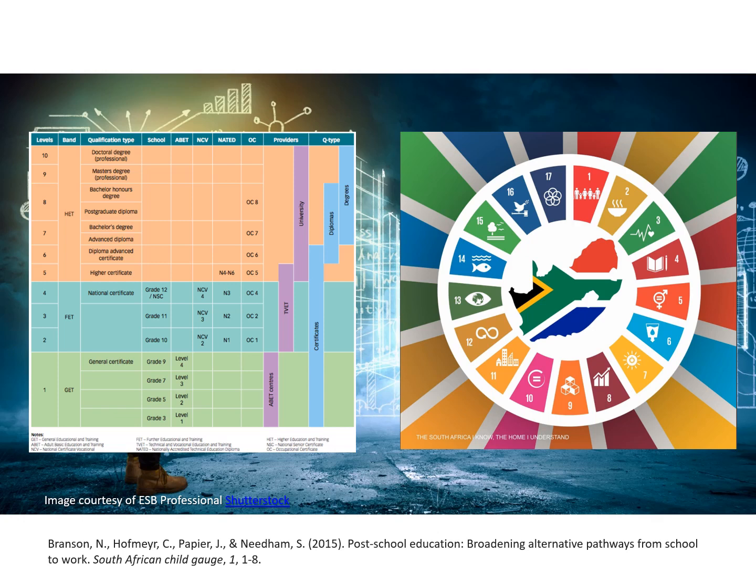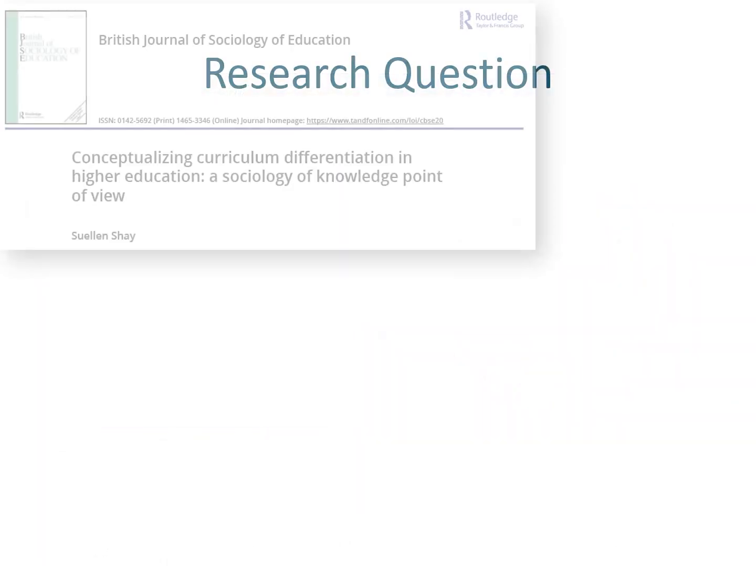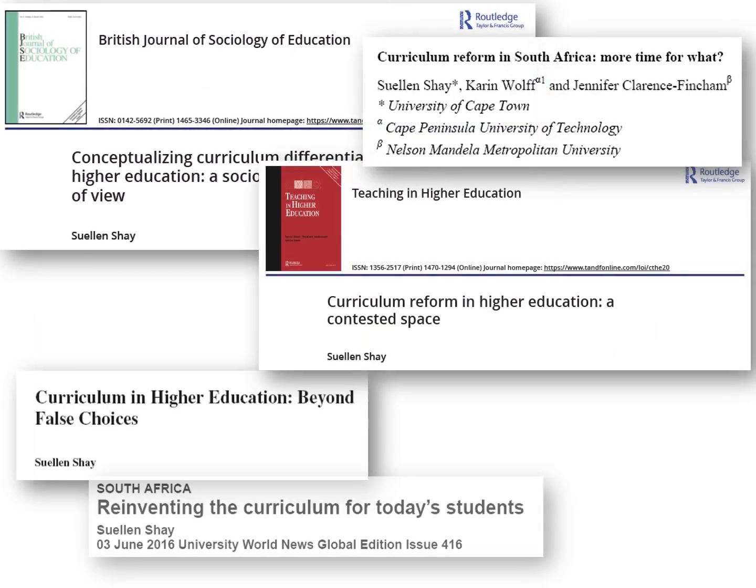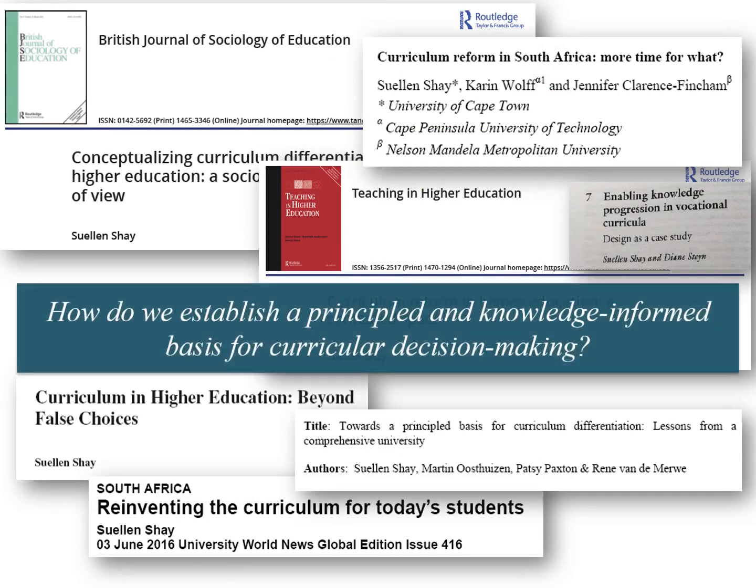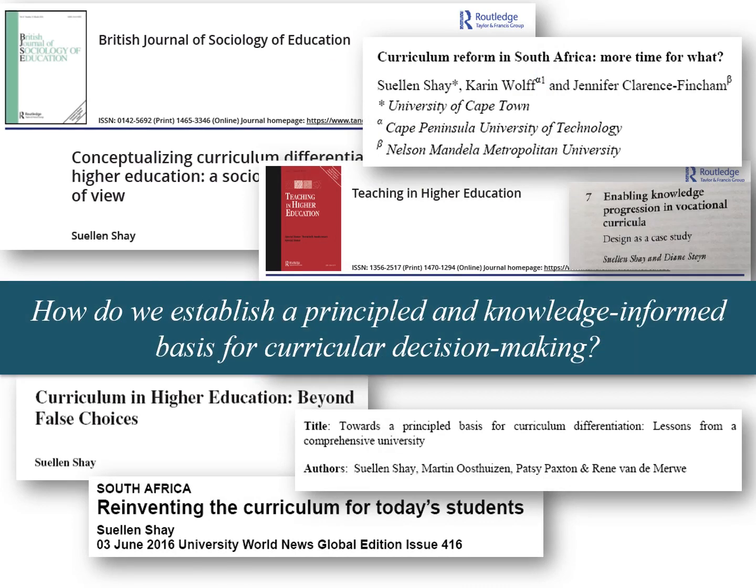As academic developers in the STEM space, in this paper, Chris Winberg and I, Karen Wolff, draw on Shay's work around professional vocational curricula to address the research question: how do we establish a principled and knowledge-informed basis for curricular decision-making? We trace the evolution of analytical tools which help to better conceptualize what it is that vocational and professional qualifications have in common, as well as what differentiates them.